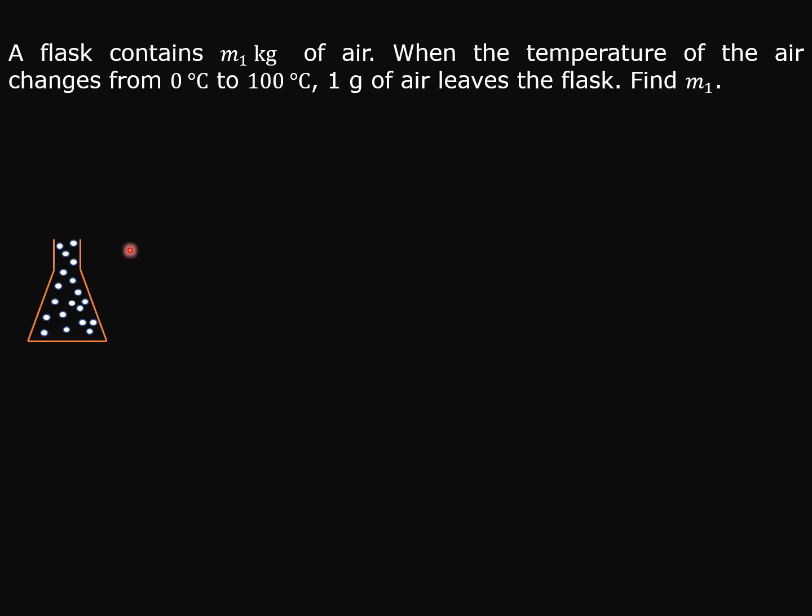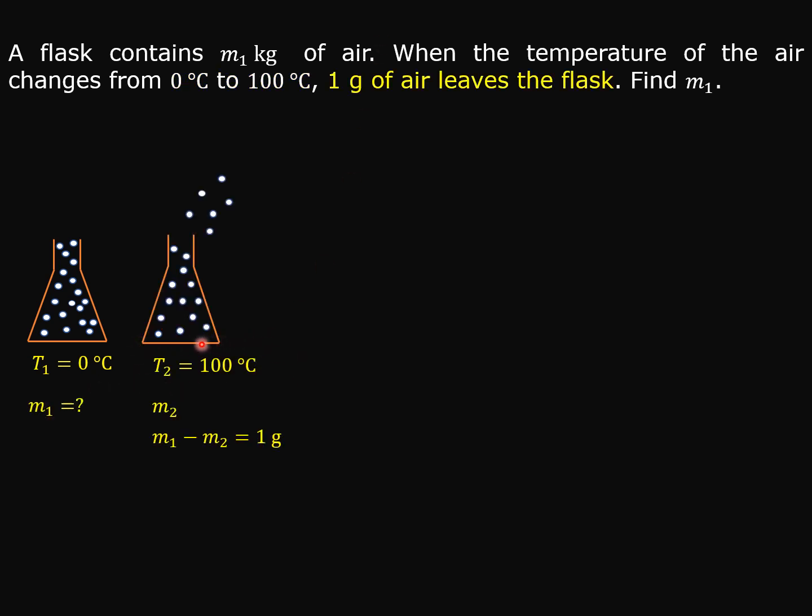This diagram shows the flask that contains the air. The white dots represent the molecules of the air. The question mentions that the temperature of the air changes from 0 degrees C to 100 degrees C. That means the initial temperature of the air in the flask is 0 degrees C, and we denote it as T1 equal to 0 degrees C. The final temperature of the air in the flask is T2 equal to 100 degrees C. When it reaches this temperature, 1 gram of air leaves the flask.